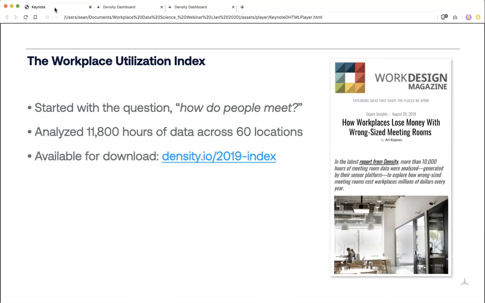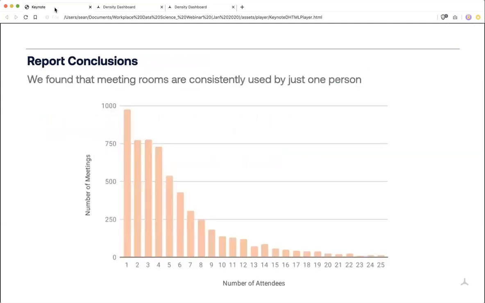11,800 hours of data across 60 locations, across in aggregate all of those conference rooms. And we looked at by client, we looked at in a large trend analysis, what do we actually see here? And we put together a report, we co-authored a report, and then we actually got some publication in Work Design and a couple other trade publications, and you can download the report. And we're going to show you what some of the findings were of this actual data with meeting rooms.